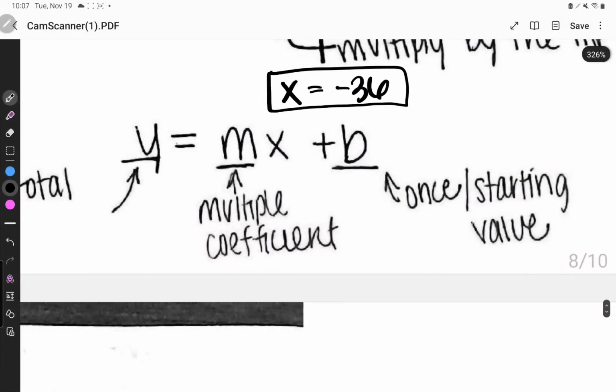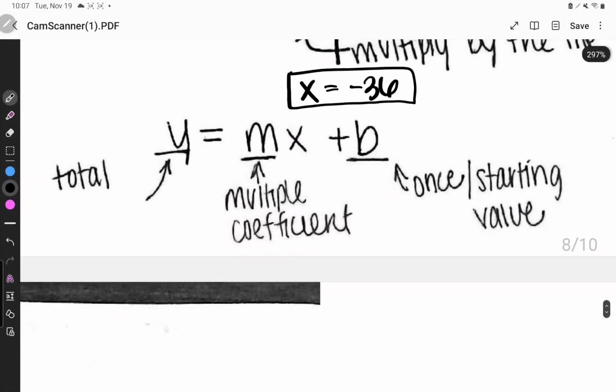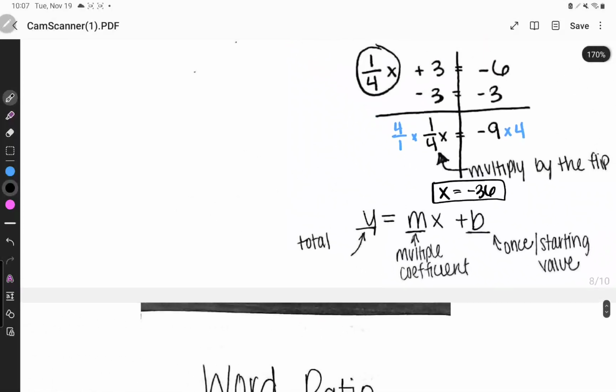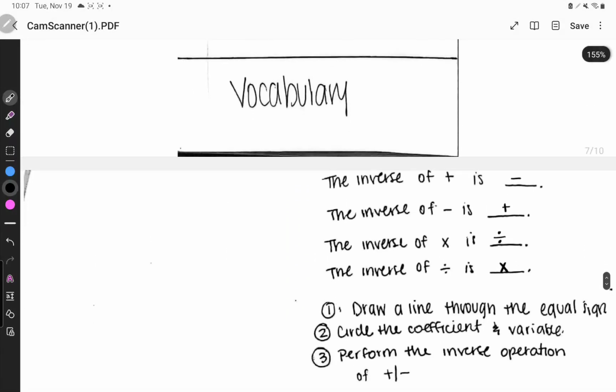And then the last thing that we have right here is just talking about if you're given a word problem and asked to write an equation: if you have a total, that goes into y, if you have a multiple, that goes into m, and if you have a starting value, that goes into b. So I'm going to go through this one more time.